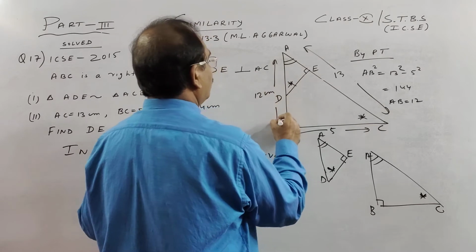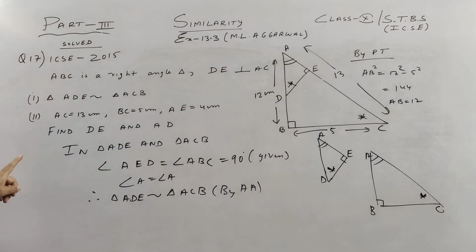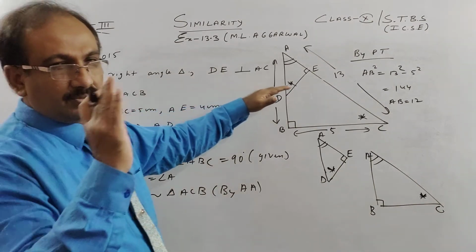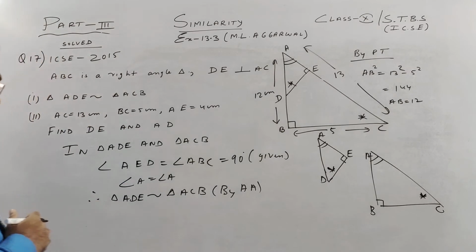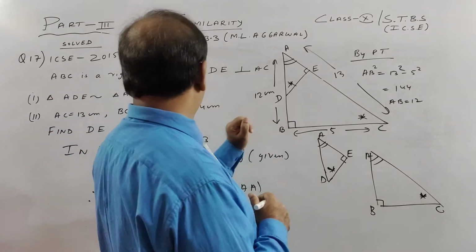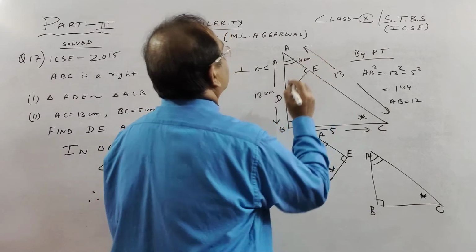So if you have any doubt, I have made 5 video lessons on Pythagoras theorem in class 9. Just see the first video. Then you will know what is Pythagoras theorem, because it has huge application everywhere in trigonometry, in mensuration, in geometry. So we get this is 13, this is 5, this is 12, and AE is 4. So this is 4 centimeter, children.